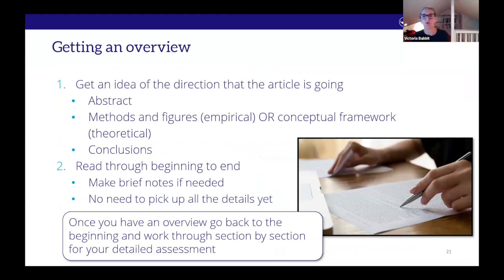It's also a good idea to get an overall sense of the flow of the article before you start. So look at the key elements, in particular, the abstract, the introduction, methods and figures, if you're assessing empirical research, and the conclusions. That should give you an outline and a sense of what the paper is focused on. Then I would recommend reading the paper all the way through, not going into the detail yet, but again, getting an overview and a sense of the flow and the key assertions of the paper. And once you have this overview, it will be easier to go through the paper in more detail, section by section, looking at the different elements and making the detailed notes which will form your report.